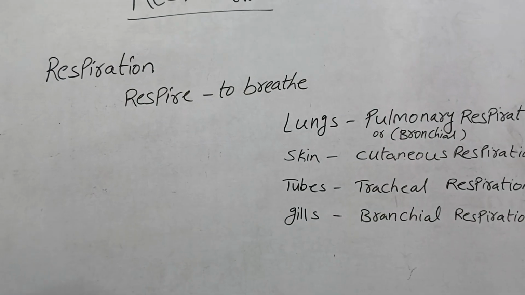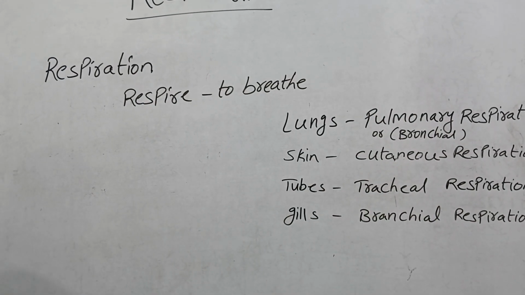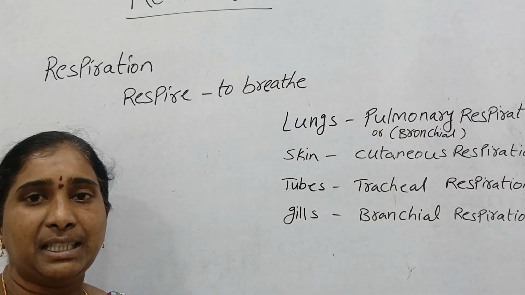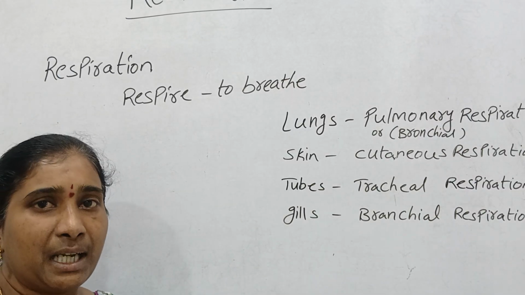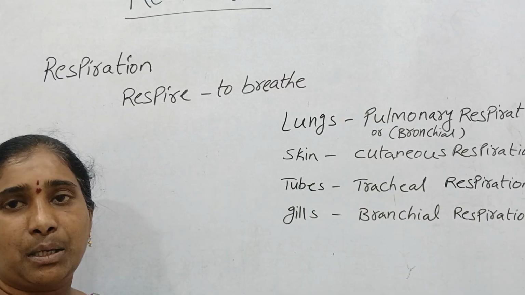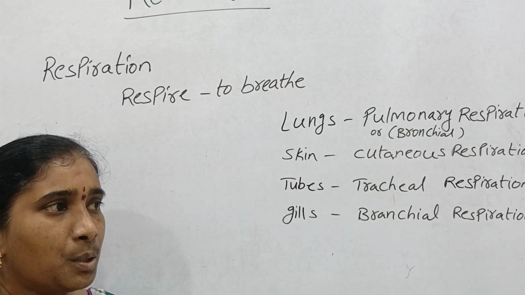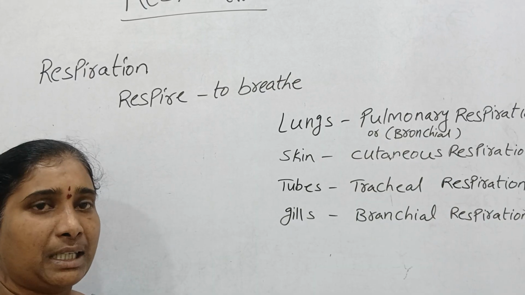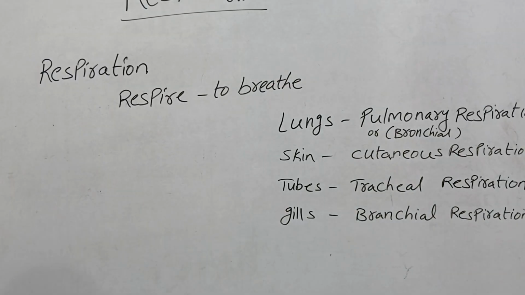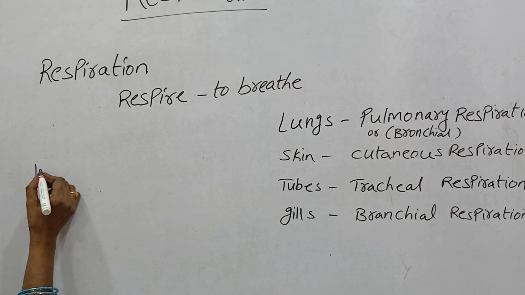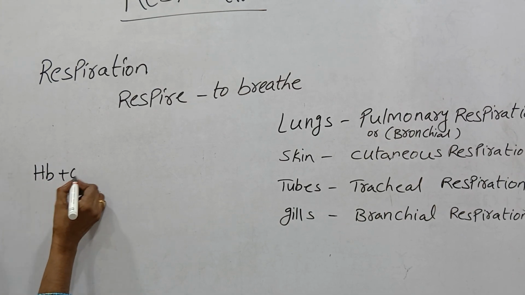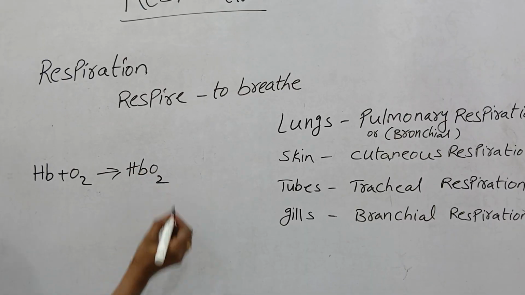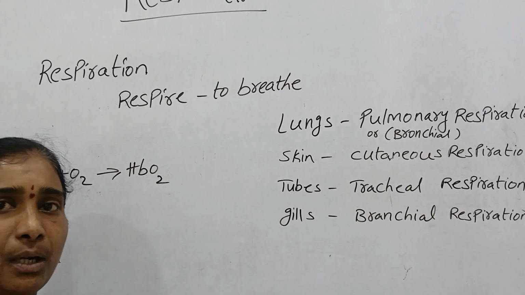Now we will see what is the use of this respiration. Where is oxygen finally utilized in our body? When we inhale, the air enters into the lungs. Our lungs are surrounded with blood capillaries. So the oxygen combines with the hemoglobin pigment present in our blood. Then it forms oxyhemoglobin.